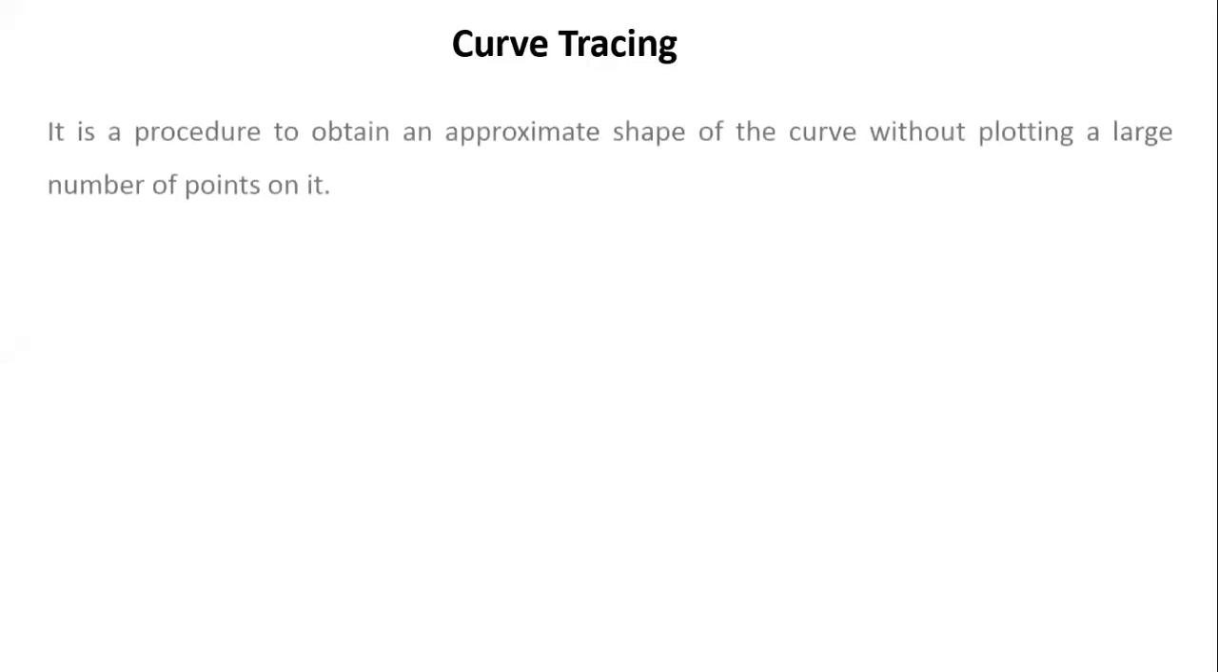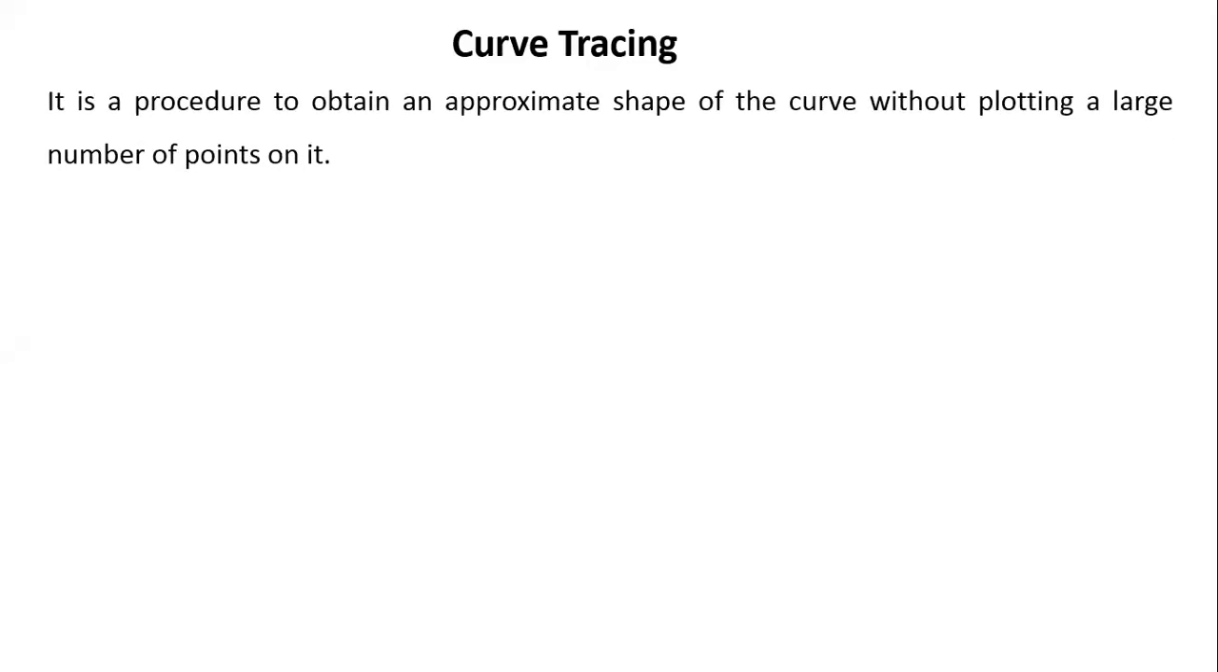So on Saturday we were dealing with Cartesian curves. Yesterday we saw polar curves, and we realized that polar curves are easier than Cartesian. Today we are going to see the third part, that is parametric curves. So here we know that curve tracing is a procedure, like inspection, to obtain an approximate shape of the curve without plotting a large number of points on the graph paper.